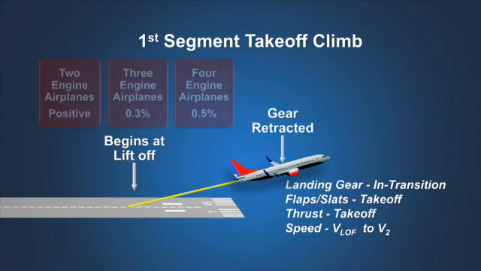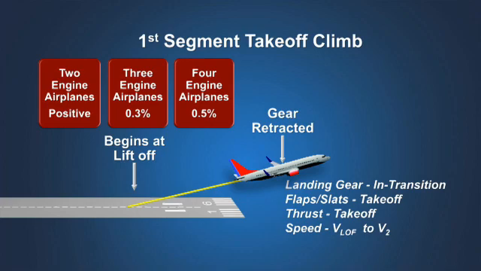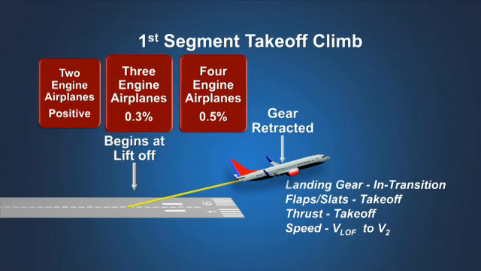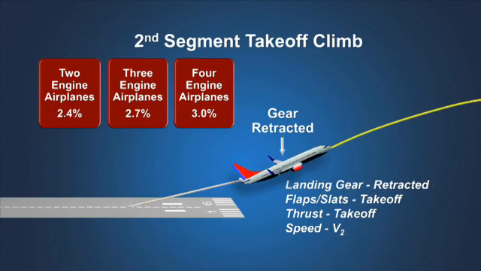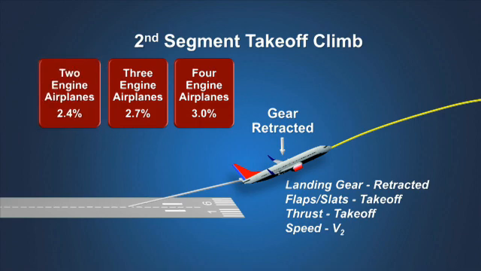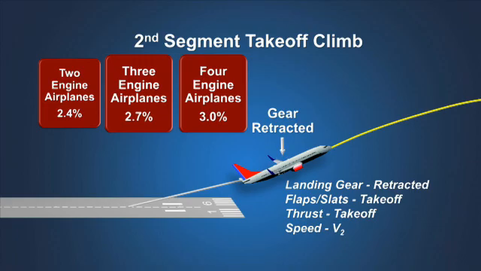During this segment, a turbine-powered airplane with 2 engines must be capable of achieving a positive climb gradient in still air with 1 engine inoperative and without the benefit of ground effect. Additional climb performance is required for airplanes with more than 2 engines. The second segment begins once the landing gear is fully retracted. The airplane must once again demonstrate a minimum climb gradient in still air with 1 engine inoperative. For a turbine-powered airplane with 2 engines, that minimum climb gradient is 2.4%, which is determined at the point where the landing gear is fully retracted. Additional climb performance is required for airplanes with more than 2 engines.